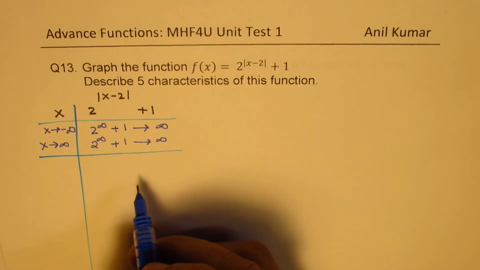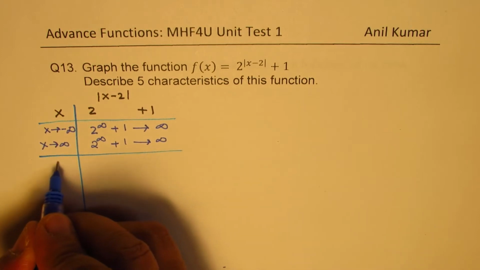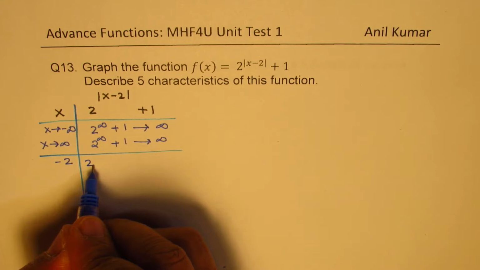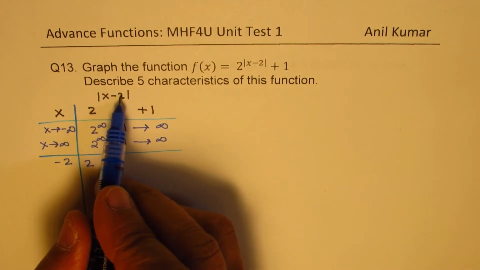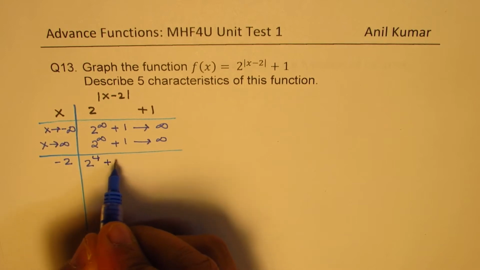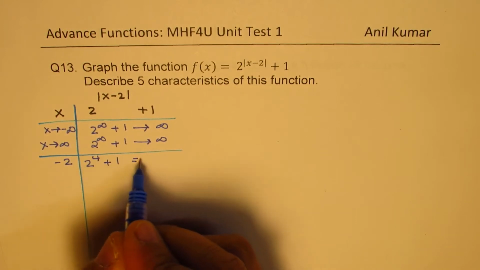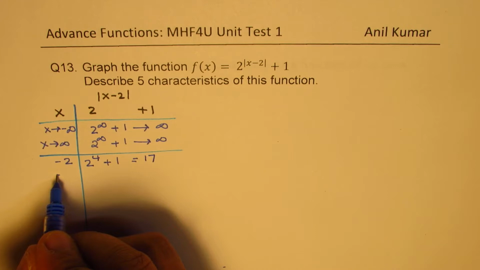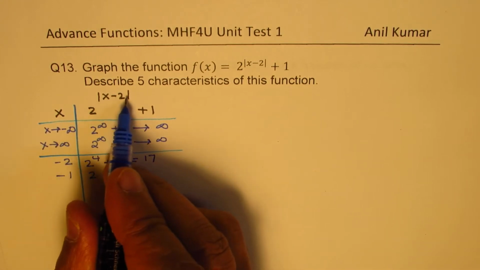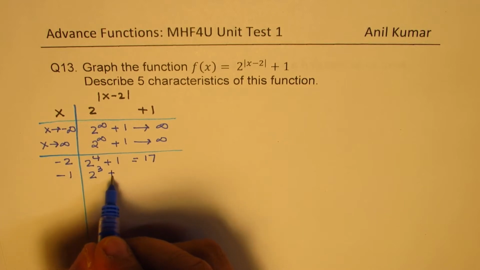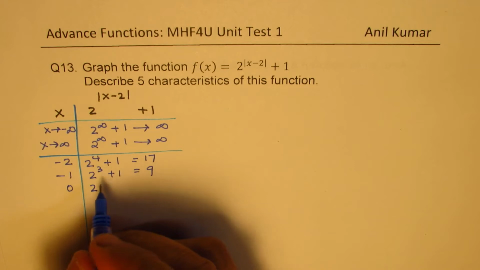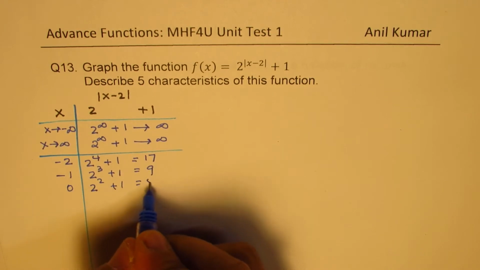So if I take a value of x, let's say minus 2, then what do we get here? We get 2 to the power of absolute value of minus 4. Absolute value will be positive always, right? So we have 16 plus 1, which is 17. If I take minus 1, I get 2 to the power of absolute value of minus 3, which is plus 3, plus 1, which is 9. For 0, we get 2 to the power of 2 plus 1, which is 5.